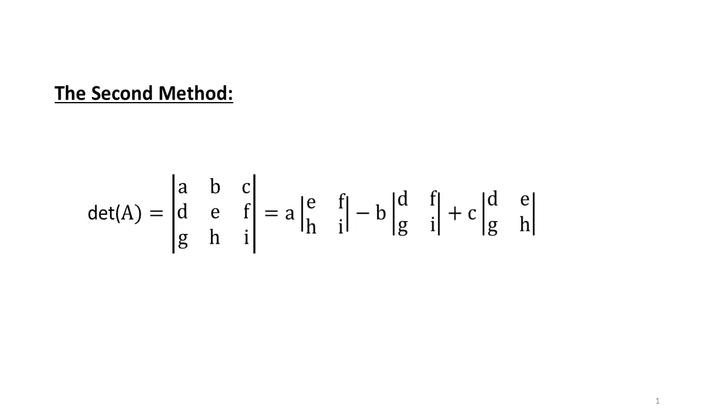E, F, H, I, that is remaining. So we put it as a determinant, a small determinant. It is a 2 cross 2 determinant. Minus, this minus is a formula.